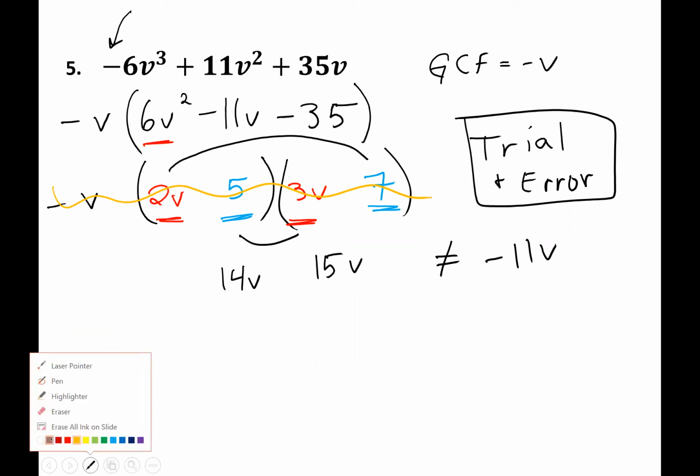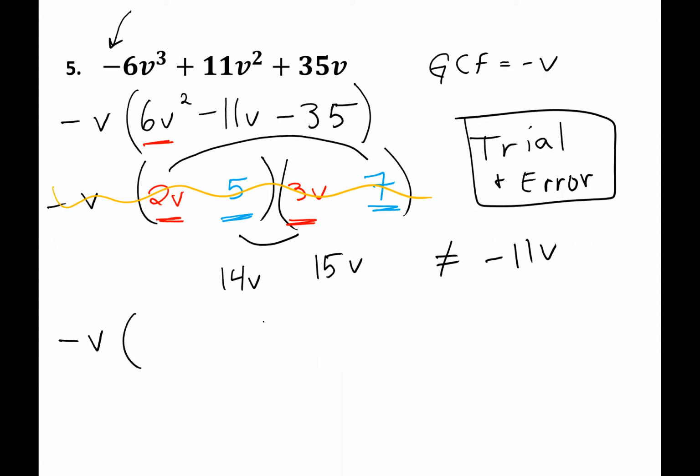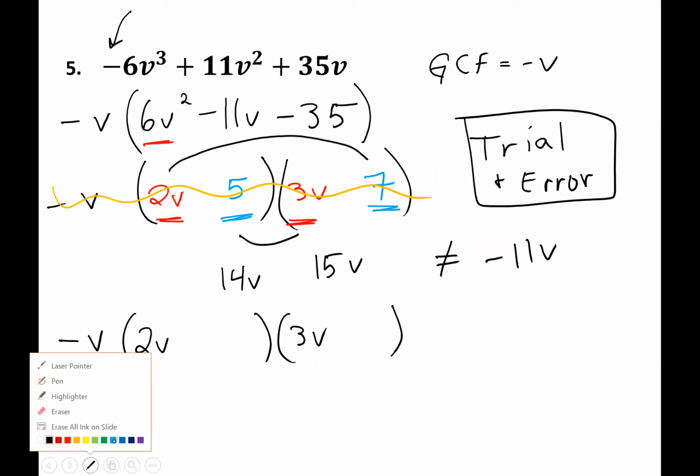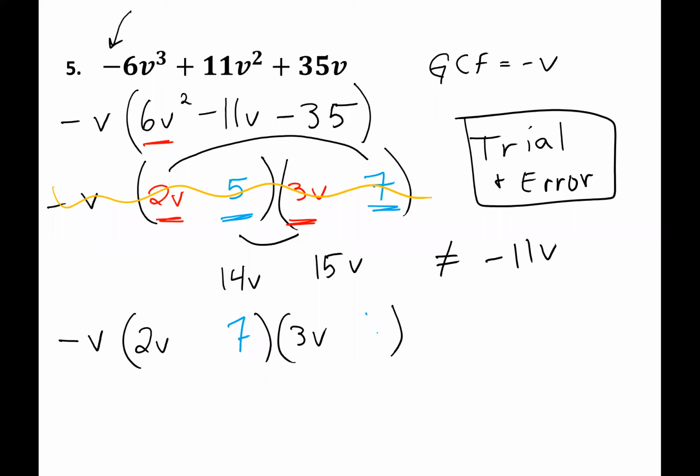All right. Oh, and you know what I should have done is maybe brought down the negative v. I'll just write it again. Okay, so if that didn't work, let's leave the 2v and the 3v where they were. Let's just switch the 5 and the 7. So I'll put 7 first and then 5. So I'm going to try 2v with the 7 and then 3v with the 5. This time if I FOIL, my outside terms, 2v times 5 would be 10v. 7 times 3v would be 21v.